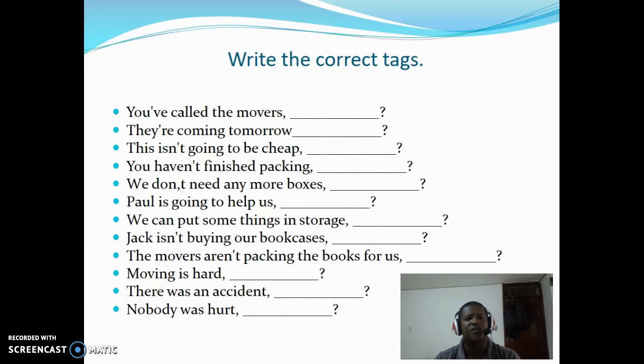You've called the movers. You're coming tomorrow. This isn't going to be cheap. You haven't finished packing. We don't need any more boxes. Paul is going to help us. We can put some things in storage. Jack isn't buying our bookcases. The movers aren't packing the books for us. Moving is hard. There was an accident. Nobody was hurt. So the idea is to complete the tag in the right form.